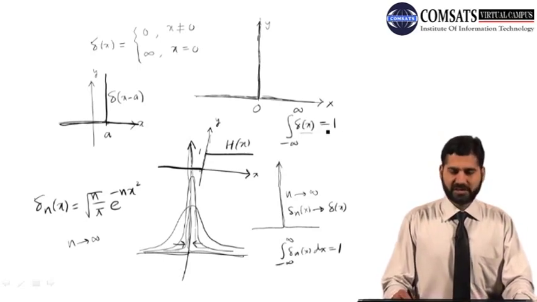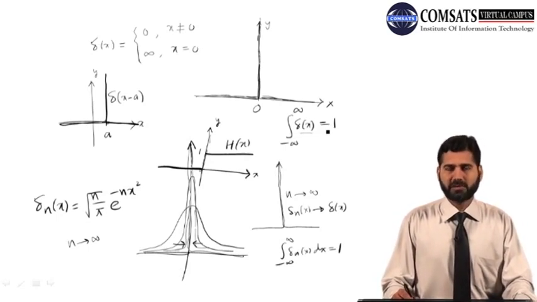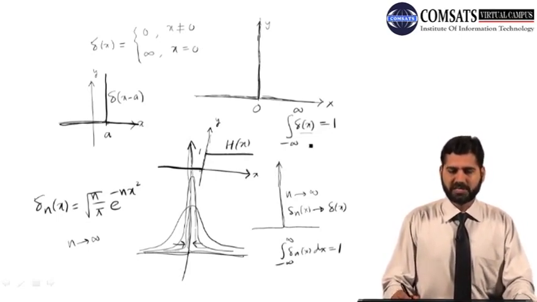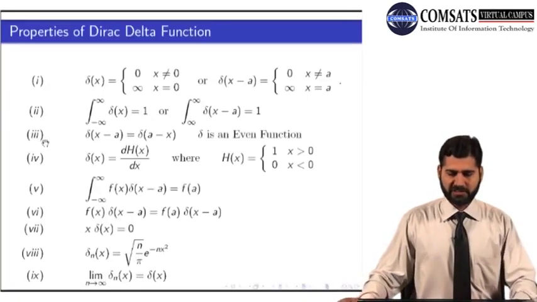All right. So these are very nice properties of the Dirac delta function. We will be using them in the development of Green's function. That's why we studied these properties. All right. So these are the properties, and I have explained a little bit about these properties in writing.